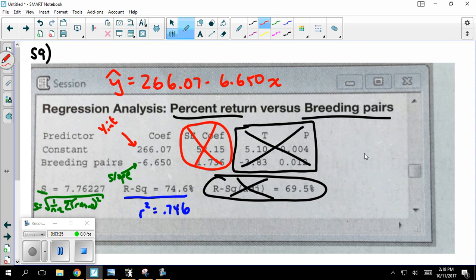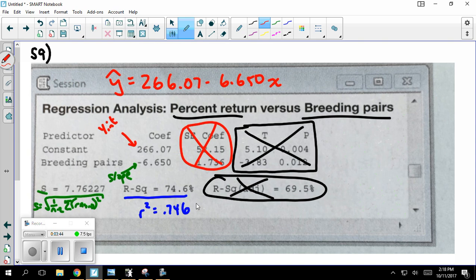We talk about finding R. How are we going to find R from this? Well, you square root r squared, but we also have to worry about if it's positive or negative. So how do you know? Look at the slope. The slope is negative. R is going to be negative. So take the square root of 0.746 and make it negative.